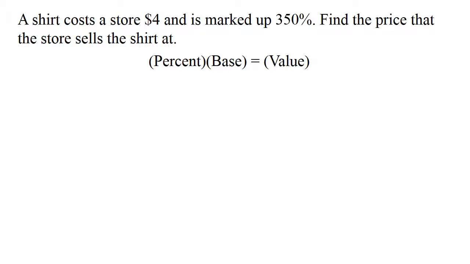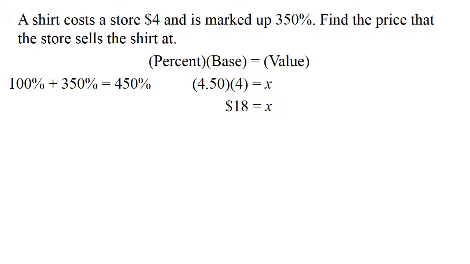So when I put these numbers in my formula, it's going to look like this. 4.50 times 4 equals X. Now, whoa, I thought the markup was 350%. It is. But you have to think about, where was it marked up from? And the answer is it was marked up from 100%. The original price is 100% of the original price. So when you mark it up 350%, then you're actually ending up at 450% of that original price. Multiplying those together, we get $18, which is the exact same answer we got the first time.